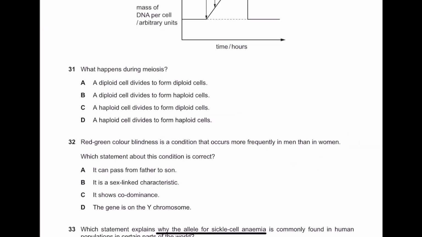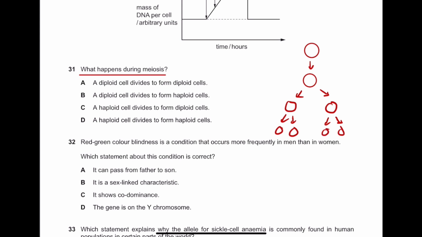Number 31. What happens during meiosis? So meiosis is basically a cell division to produce sex cells, like a sperm or egg. So meiosis is quite similar to mitosis. However, there's a huge difference. It divides twice and creates 4 cells instead of 2 cells in mitosis. So in mitosis, cell division just happens once.